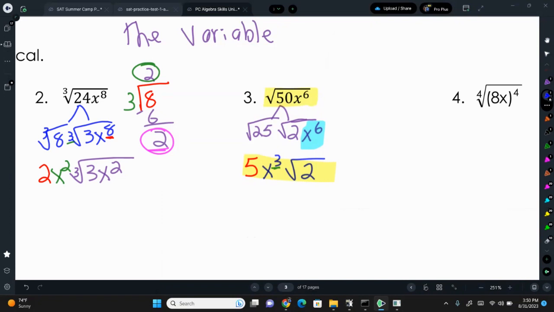So in order to fix that, we put the absolute value bars around the x to the 3rd power, because that will change that part to positive. So you must have these absolute value bars. So our final answer, written a little bit more neatly, will be 5 times the absolute value of x to the 3rd times the square root of 2.